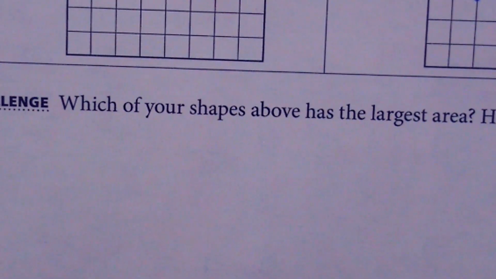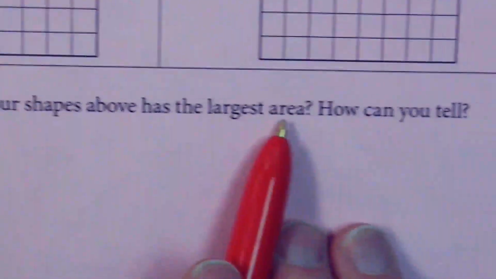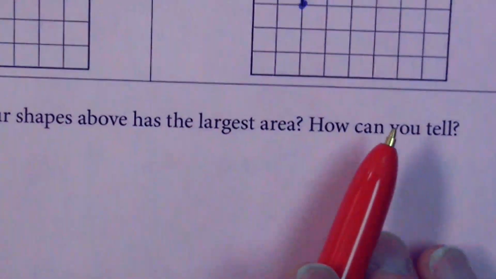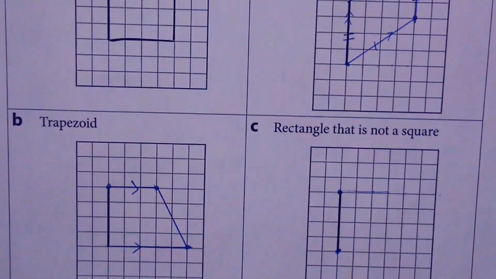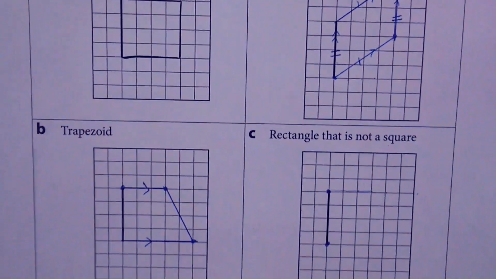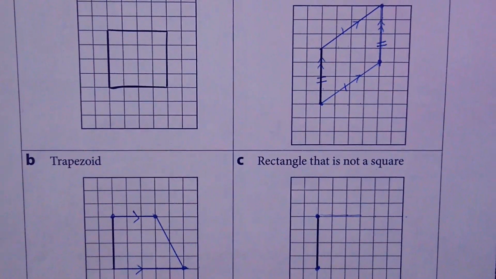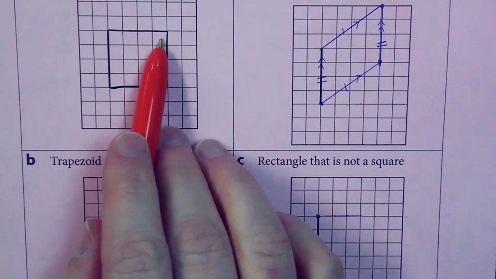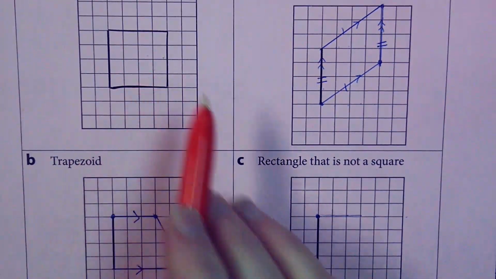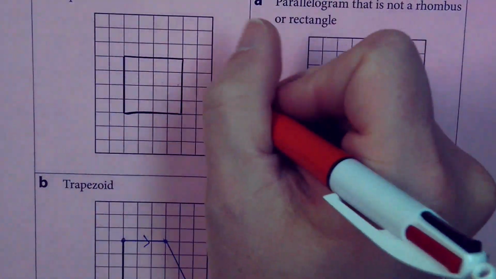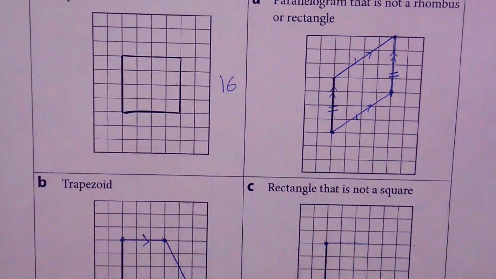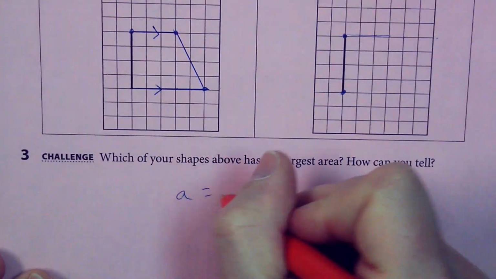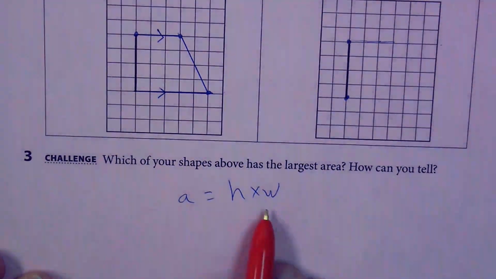Which of your shapes above has the largest area? Uh-oh. How can you tell? Well, I didn't do one of them, but let me back out so we can see all the shapes. So which ones have the largest area? Well, this square, 1, 2, 3, 4, 1, 2, 3, 4, 1, 2, 3, 4, 1, 2, 3, 4, that's 16. I know that. I could have also taken 4 times 4 to get 16 because area is height times width, right? How tall something is by how wide it is, okay?